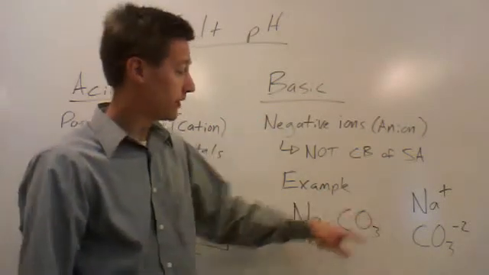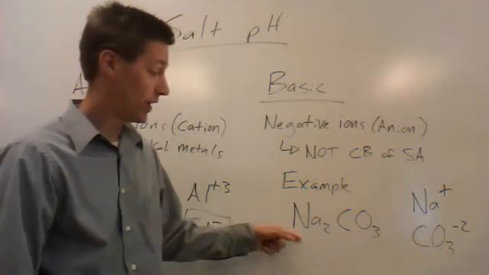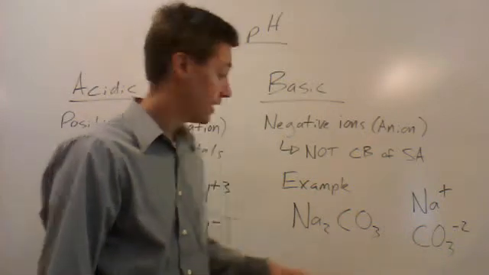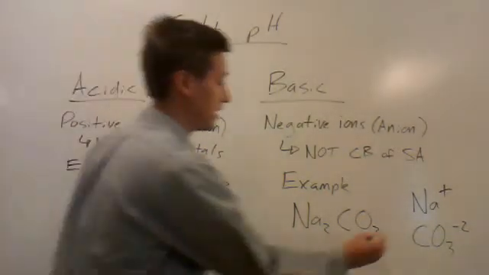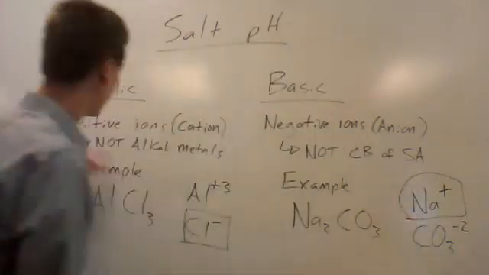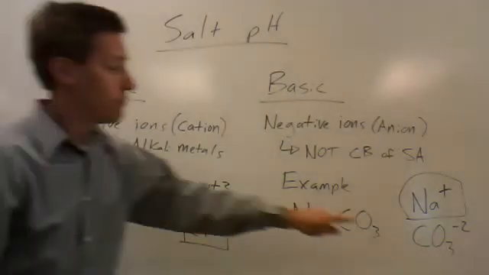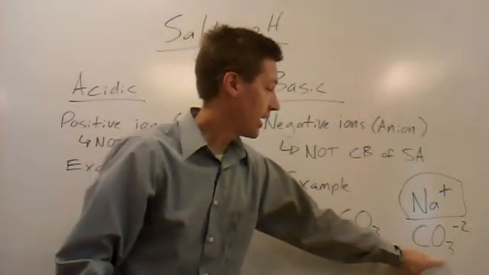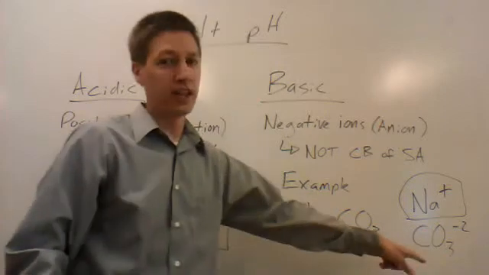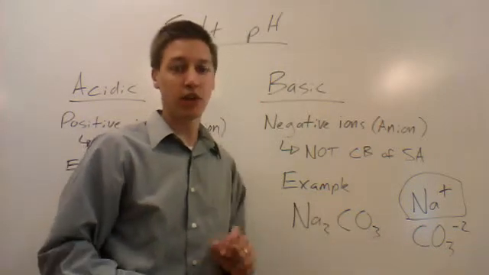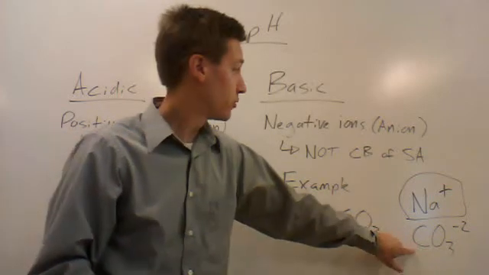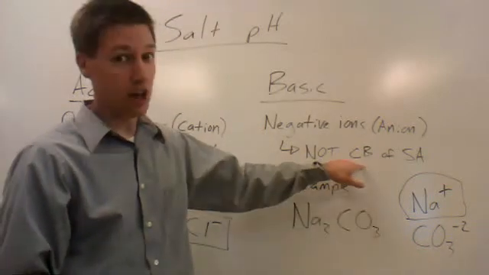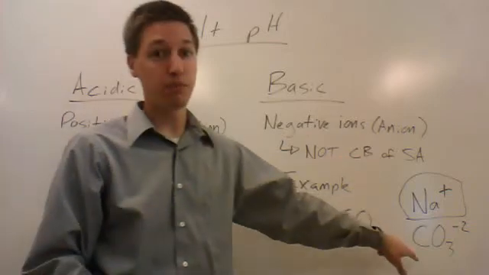But in our example over here, we have sodium carbonate. We have Na and CO3. This Na, it's an alkali metal. Because this Na is an alkali metal, it's not going to cause the solution to be acidic. But we see this other negative ion here, this anion, carbonate. We don't recognize it as one of our conjugate bases of our strong acids. Because we don't recognize it, this CO3 here is a negative ion that is not a conjugate base of a strong acid. It makes the solution basic.